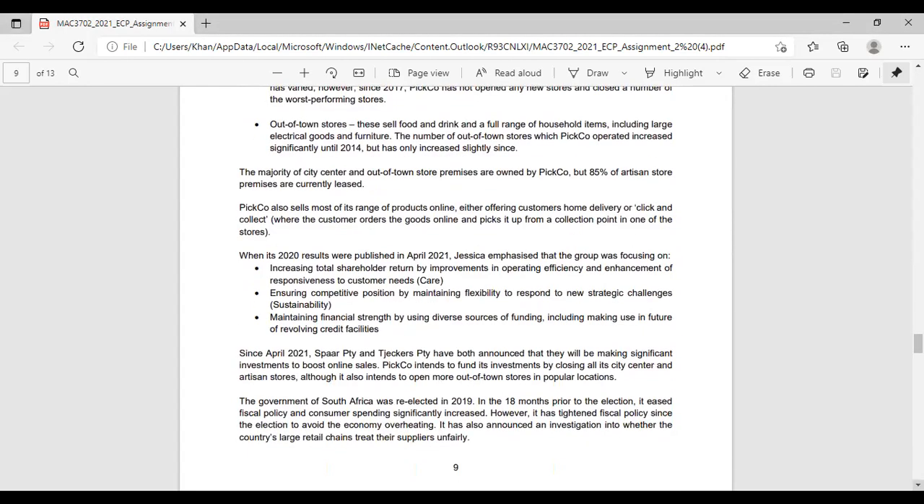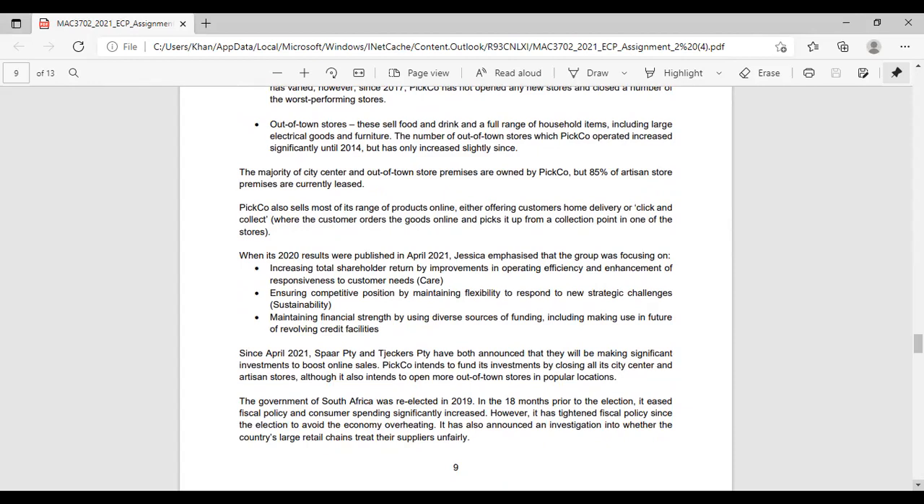They say the majority of city center and out-of-town store premises are owned by Pico, but 85% of artisan store premises are currently leased. Pico also sells most of its range of products online, either offering customers home delivery or click and collect.